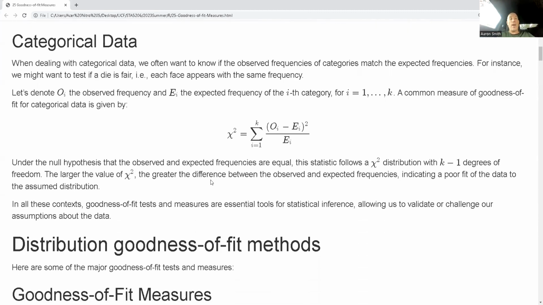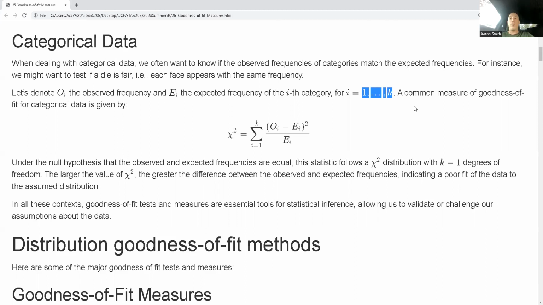Now, for categorical data, we want to see if the observed frequencies of our categories match expected frequencies. For instance, we might want to check if some dice are fair, so we can look at how frequently each face appears while we're rolling dice. So let's say that O sub i is the observed frequency and E sub i is the expected frequency of the ith category.